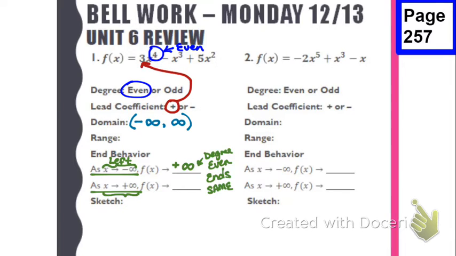x with an arrow and then plus infinity means what? It's talking about the right side. And you said this side is going which way? Up. This side is also going up. How do we know this one? Because positive. Yes, this comes from our positive leading coefficient.